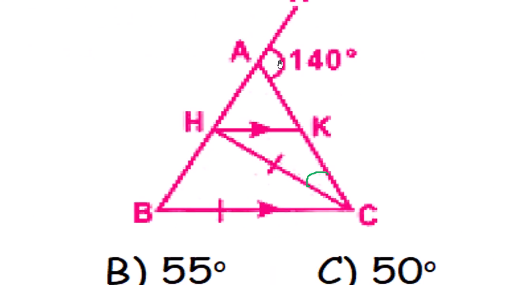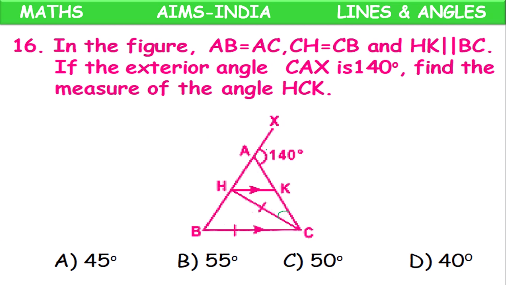If this is 140, then this side angle will become 40 degrees, because both of them make a linear pair. So this will be 40 degrees. And one more thing, the exterior angle is always equal to the sum of the interior angles. We can take it like that. Or, they have given AB equal to AC, so equal sides have opposite angles also equal.